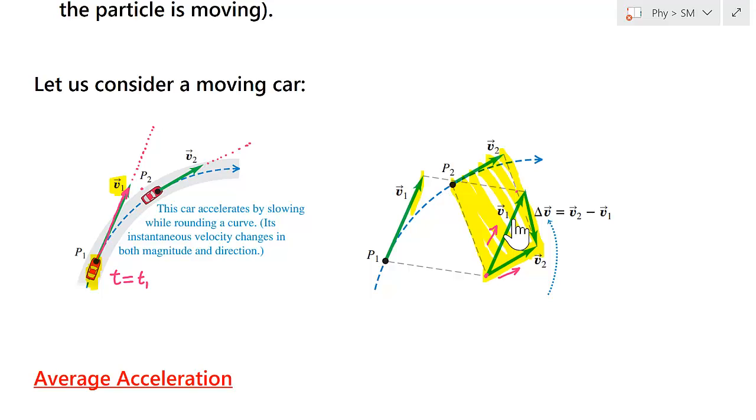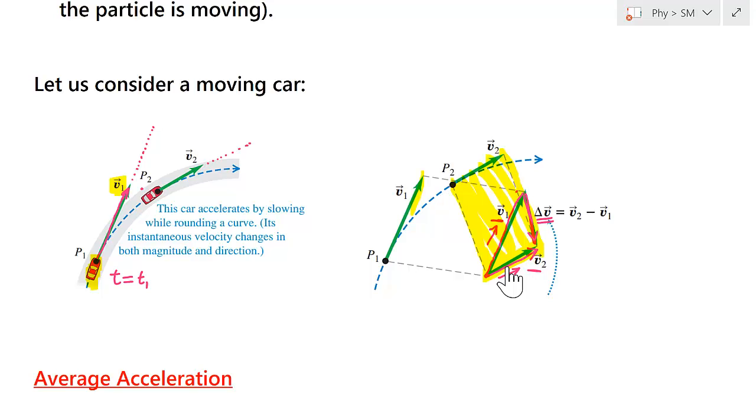So this is my vector V1 and this is my vector V2. Now this vector that is joining V1 and V2 is basically the change in velocity vector, that is delta V. We can calculate this vector. So let's call this vector delta V. In this triangle, we can write V1 plus delta V is equal to V2. That is the rule of vector triangle law.